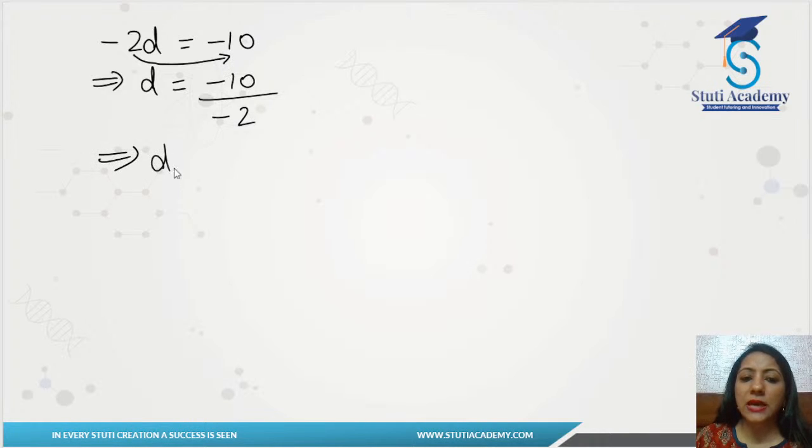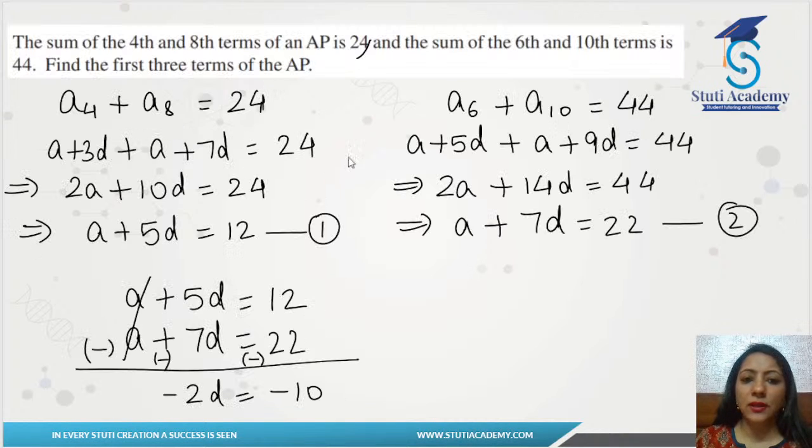So we'll get d as 5. Now we have got d as 5 and we have to solve for the first three terms of the AP. We know the common difference for now, but we don't know the first term. So we'll take this d as 5 which we've got and put it either in the first equation or in the second one. So I'm putting it here.